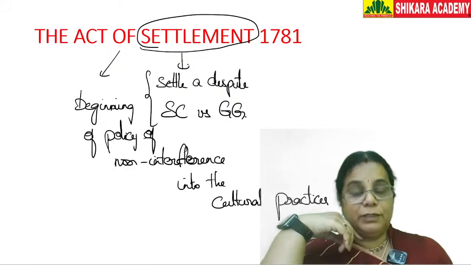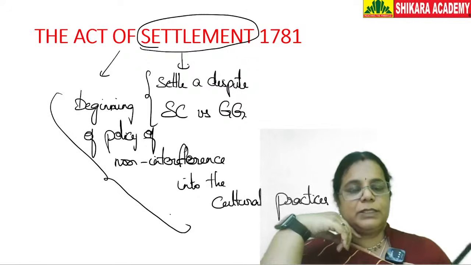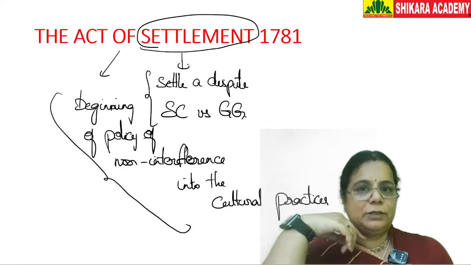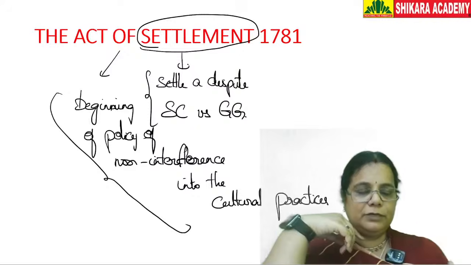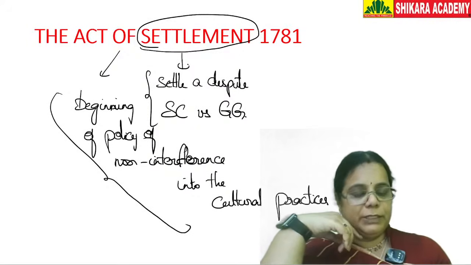Now moving forward, the reason why again it is important is, see, government not interfering with cultural practices is a symbol of secularism. Secularism talks about non-interference. Religion does not interfere with government. Government will not interfere with religion.